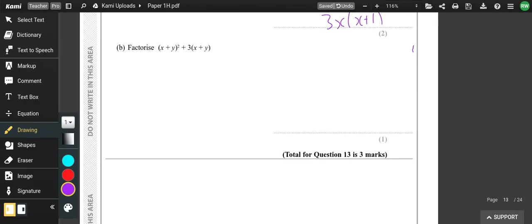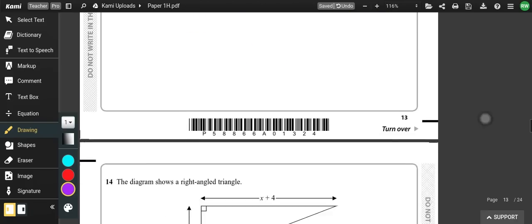Factorize that for 1 mark. So what you would do here is see what term is in both? So we've got an x plus y in brackets in both, so we can take that out as a factor. And what I would have in the first term here is an x plus y, and in the second term we got a 3. So that would be that factorized fully.